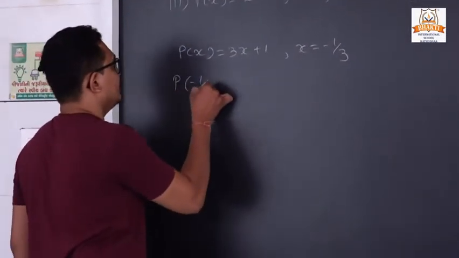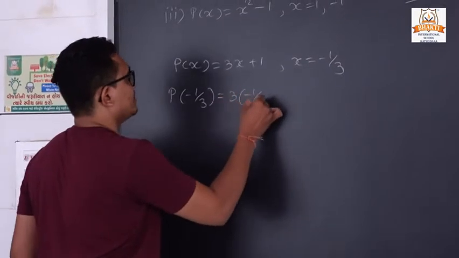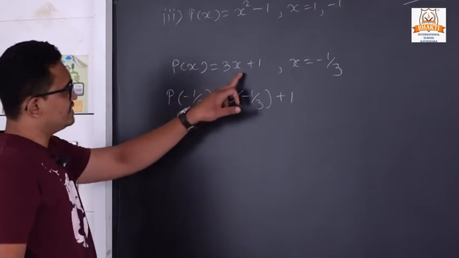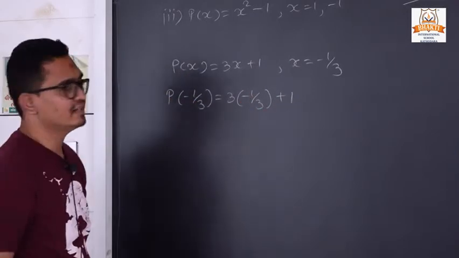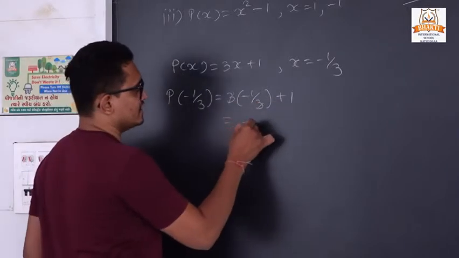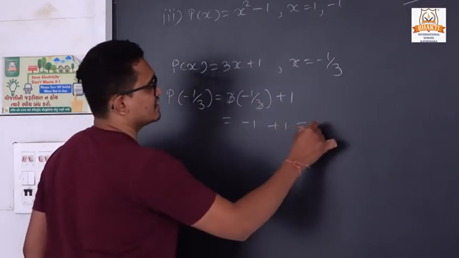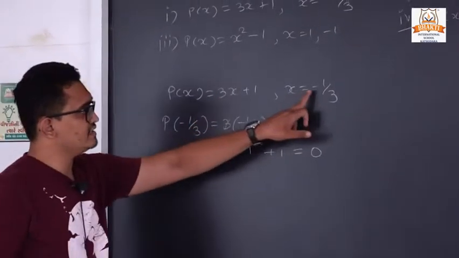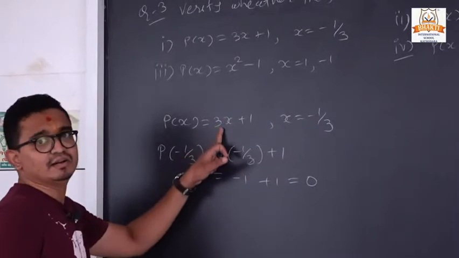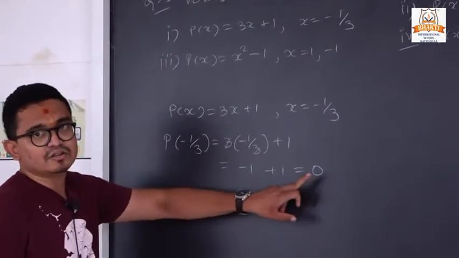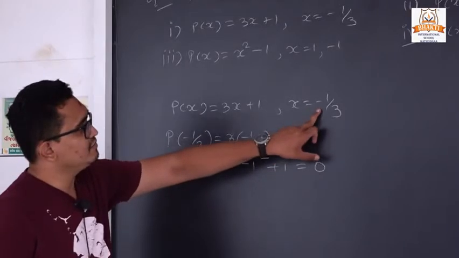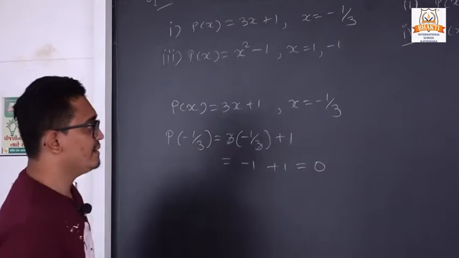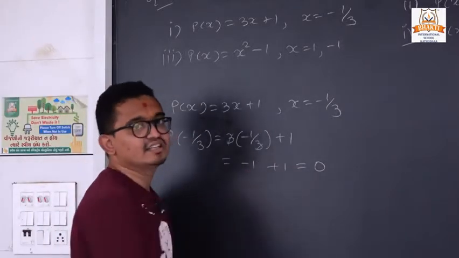So minus 1 by 3. So 3 in bracket minus 1 by 3, because x is replaced with minus 1 by 3. So 3 cancels. So here minus 1, then plus 1. So the answer becomes 0. See that if we put x is equal to minus 1 by 3 in this polynomial, the answer becomes 0. So it means minus 1 by 3 is a zero of that polynomial. And in some cases, what happens? Here we don't get the 0.